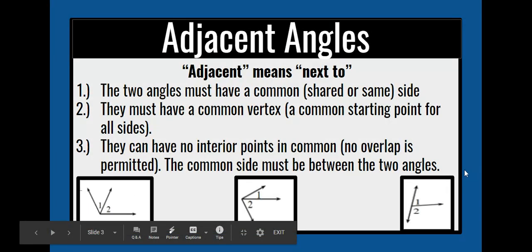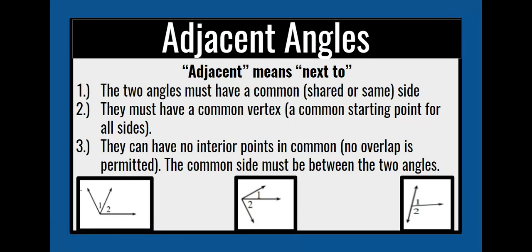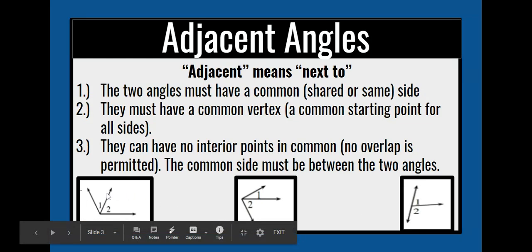Now, adjacent angles can sometimes be confusing, but adjacent means next to. If you think of adjoining rooms, that means that you're sharing like a wall. So that helps to remember adjacent as well. They're adjoining. They have to have a common side, okay, sharing a side. And they have to have a common vertex, which is the starting point for all the sides. But they also cannot have any interior points in common. So they can't be one angle inside of the other angle. Okay, the common side has to be between the two angles. They can't be one angle inside the other angle. These are three examples of adjacent angles.